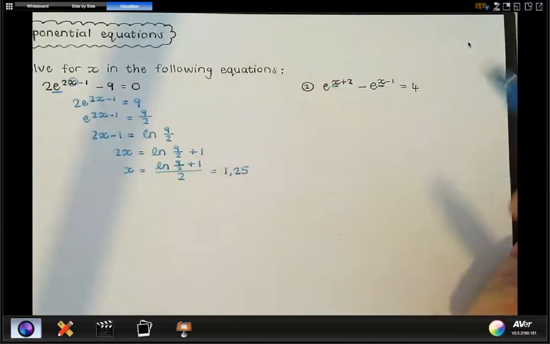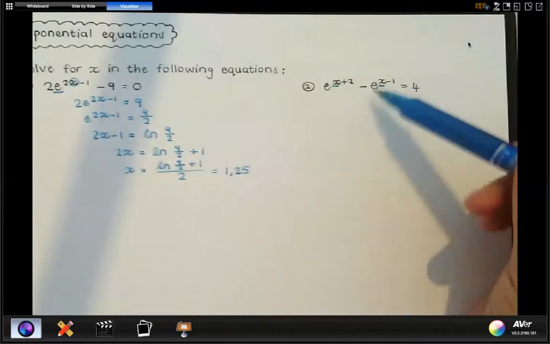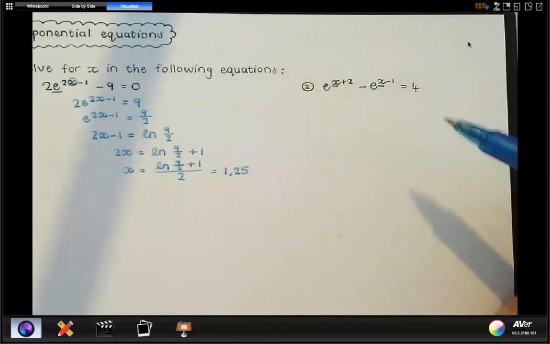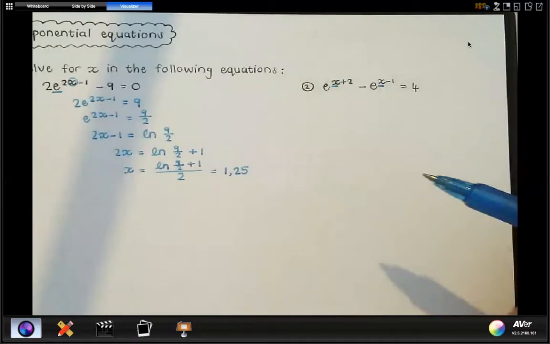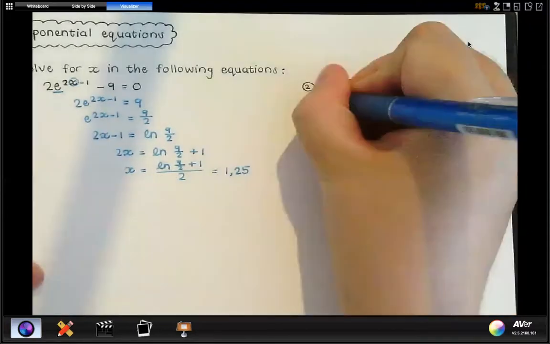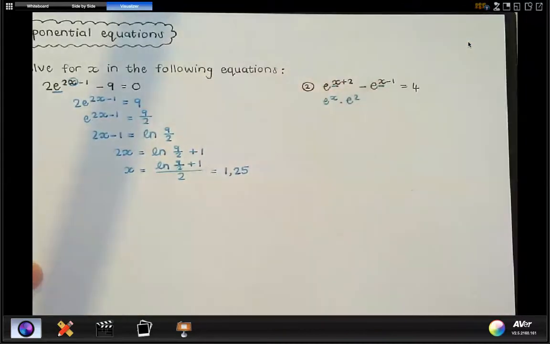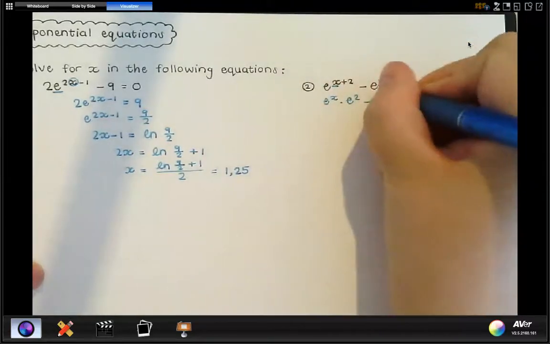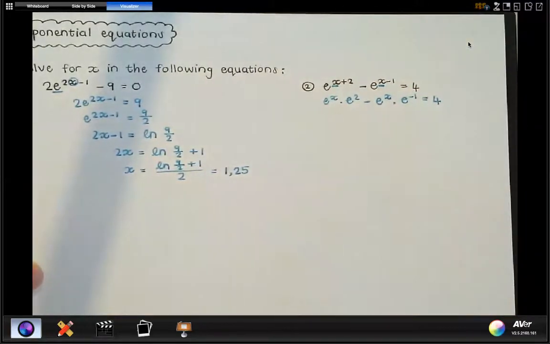What we can do, and this is also something we did in grade 11 core, just with normal numbers, because we would have had, for example, 2 to the x plus 2 minus 2 to the x minus 1. I think all of you guys would have been able to do this question easily. Now we just have an e, which makes it look a little bit more scary, but we're going to do the same thing. We're going to break this up into e to the x times e squared minus e to the x times e to the negative 1 is equal to 4.